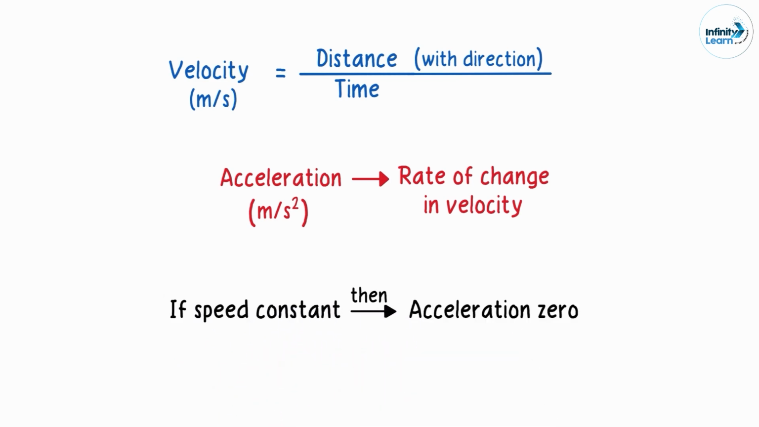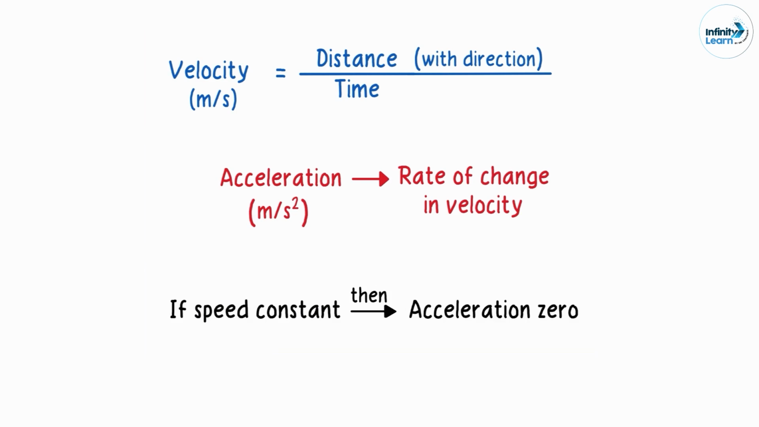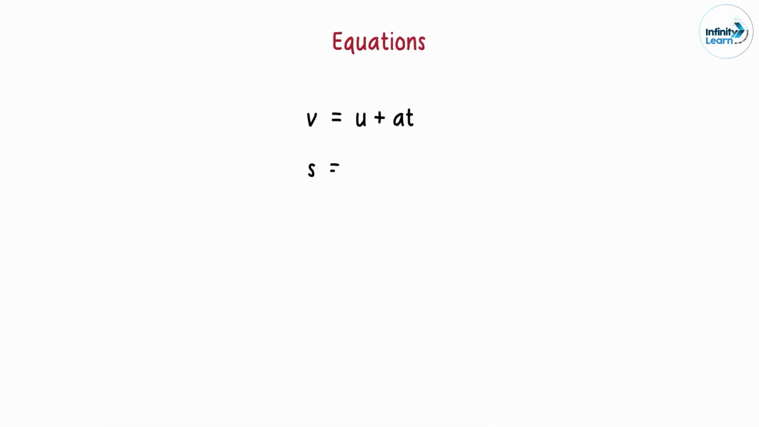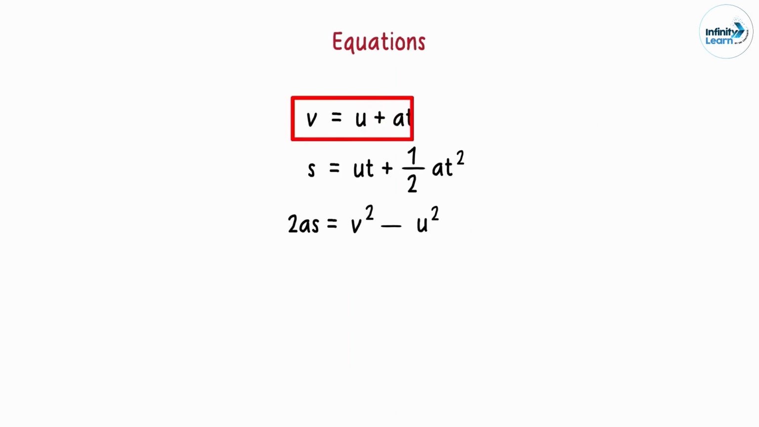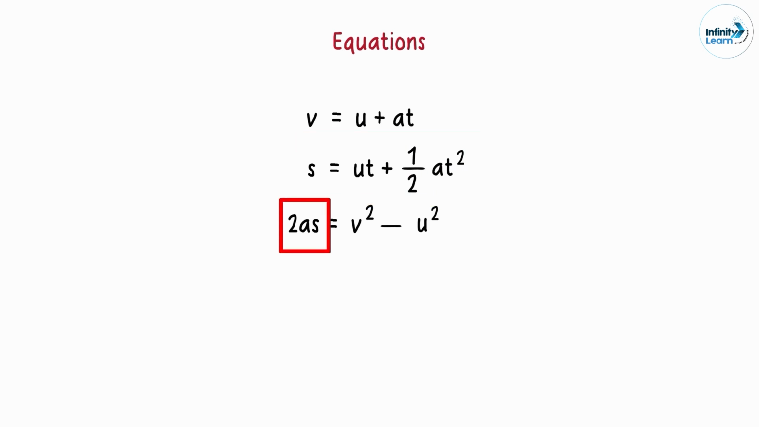Now what we will see is the relation between all these when an object moves along a straight line with uniform acceleration. These are three important equations we come across in physics when we learn about motion. v = u + at, s = ut + 1/2 at squared, 2as = v squared minus u squared.